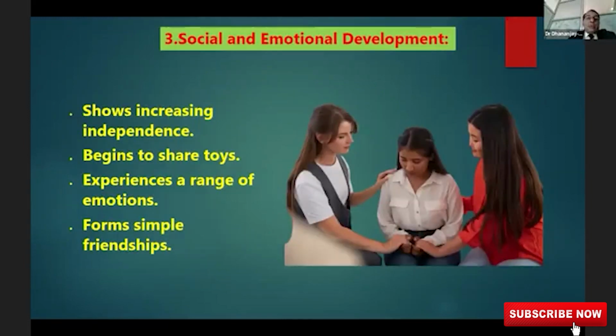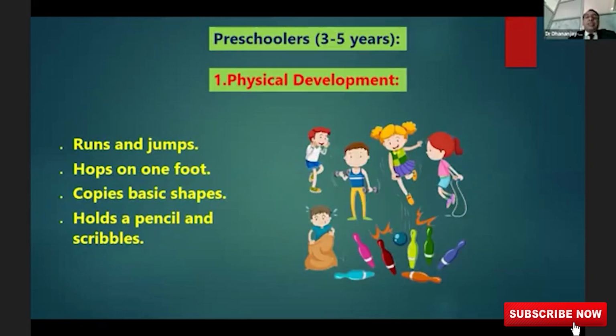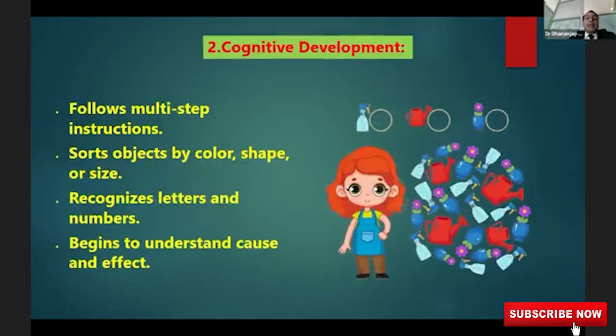Then social and emotional development, the child shows increasing independence, begins to share toys with other children, experiences a range of emotions and forms simple friendships. At the preschool age, 3 to 5 years, the child should have, in physical development, runs and jumps, hops on one foot, copies basic shapes, holds a pencil and scribbles. In cognitive development, follows multi-step instructions like come here and take some water.